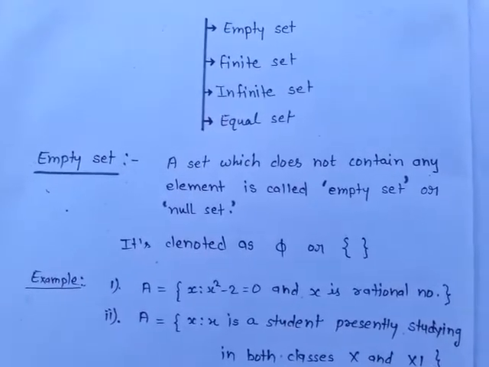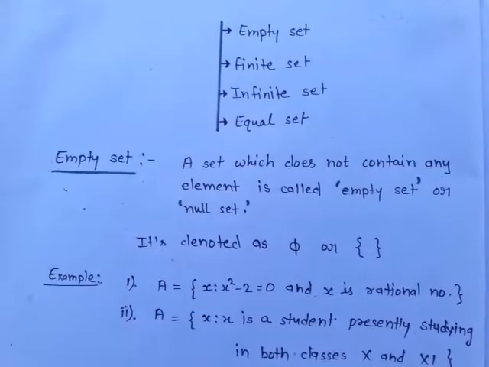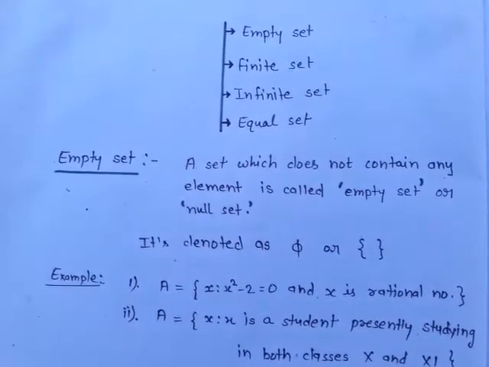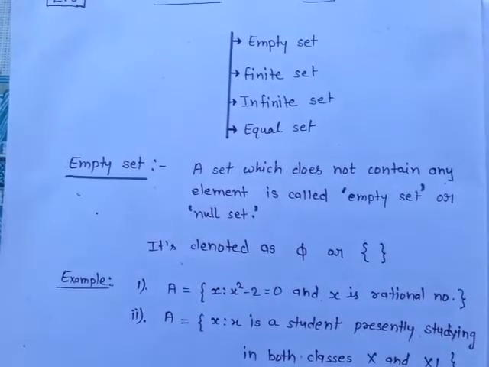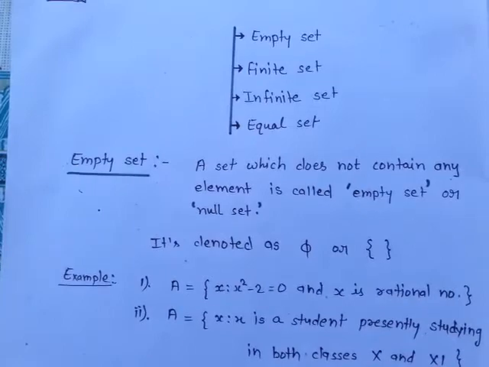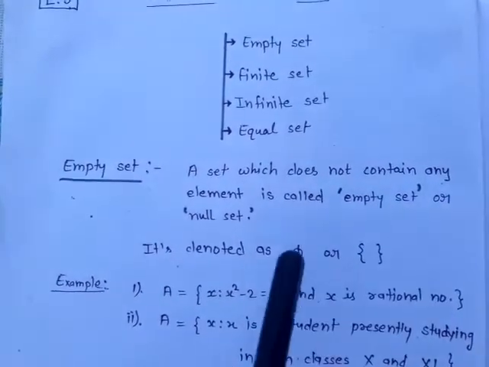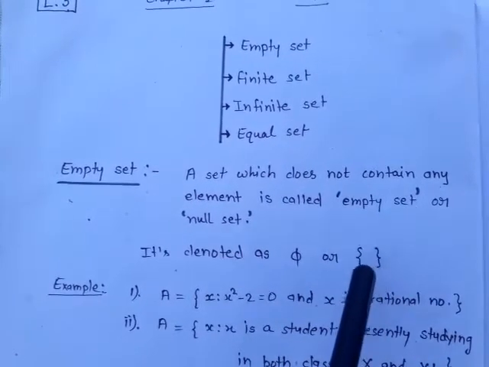What is an empty set? A set which does not contain any element is called an empty set or null set. If a set has no element, then that set is said to be an empty set. It is denoted by this symbol, which is known as phi, or otherwise by this bracket.